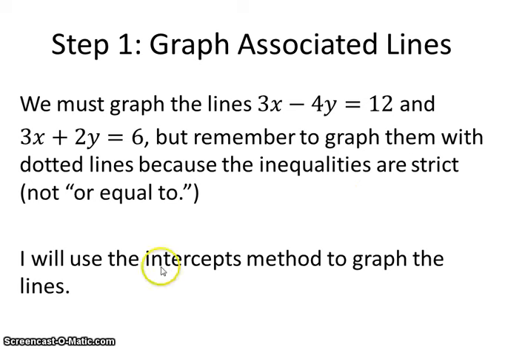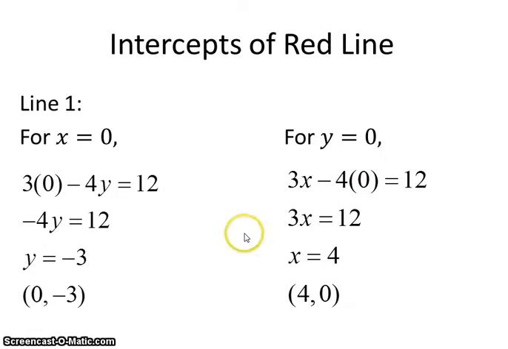I'm going to go ahead and graph these two using the intercepts method. That just means I'm going to find the x and the y intercepts for each of these two lines. If you feel more comfortable finding the slope and intercept form of the two equations, y equals mx plus b form, you can do that, but I feel that if the equations are in this form, it's easier just to find the two intercepts. So I'm going to call the first line my red line.